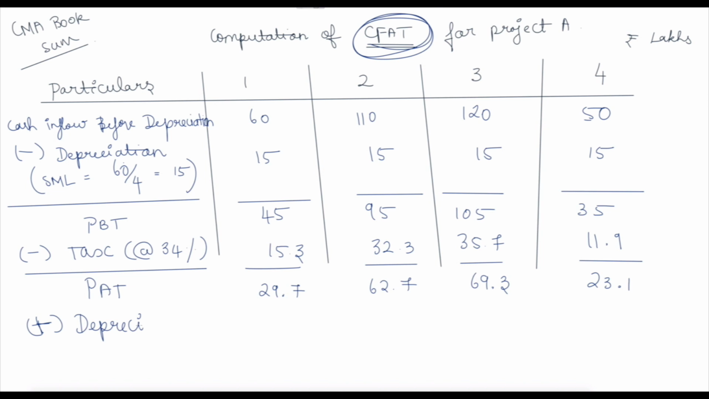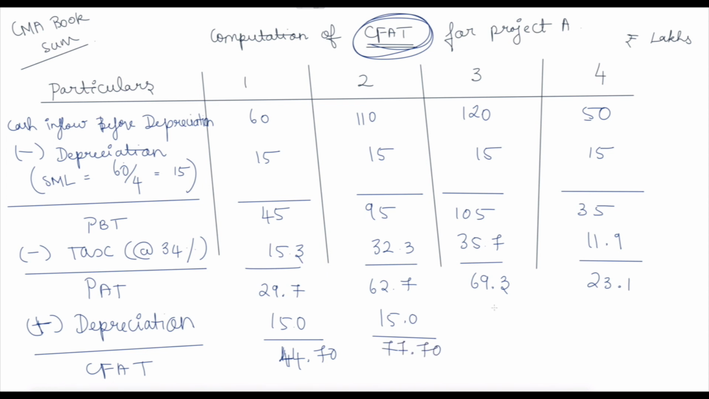Since depreciation is a non-cash flow item, I'm just adding back that. So I will be arriving with my cash flow after tax. I'm just adding back the depreciation to each year. So finally I have arrived with the cash flow after tax for project A.